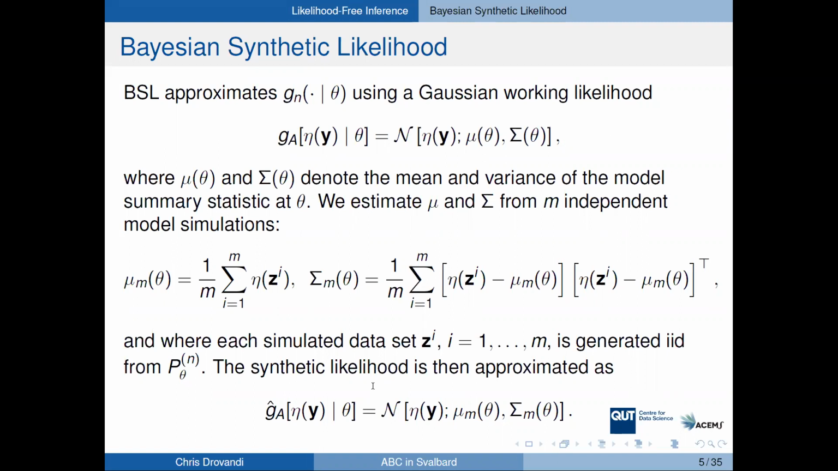There are also lots of extensions to BSL that were covered very well in other talks by Leah, Jacob, and also previously David. But in this talk, we're just going to be focusing on the standard BSL because we're using standard ABC, so it makes sense to compare it with standard BSL.